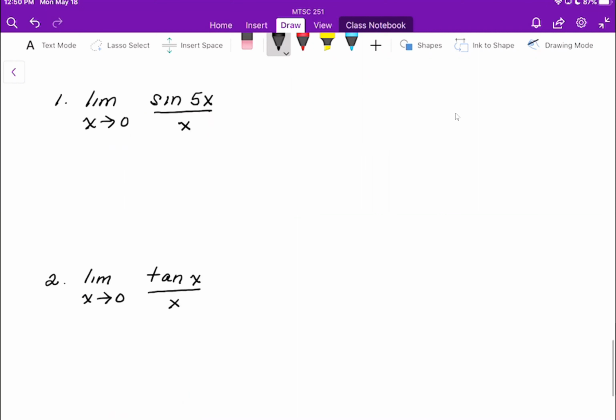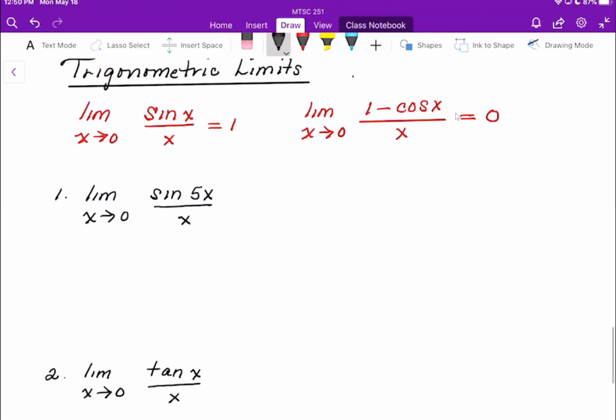So the first problem we have is the limit as x approaches 0 of sine of 5x over x. And as you note here, when I look at this, I see the sine of x over x, and these two quantities are approaching 0 at the same rate. But here I have the sine of 5x, but I have x, and they are not approaching 0 at the same rate. So I need to modify what my function looks like.